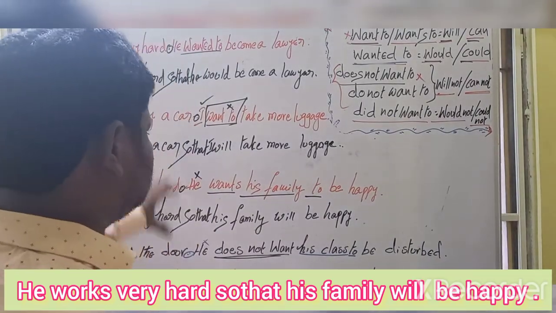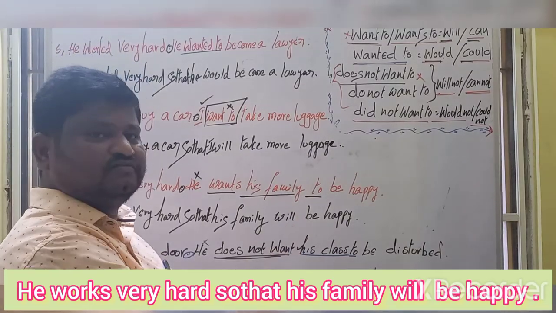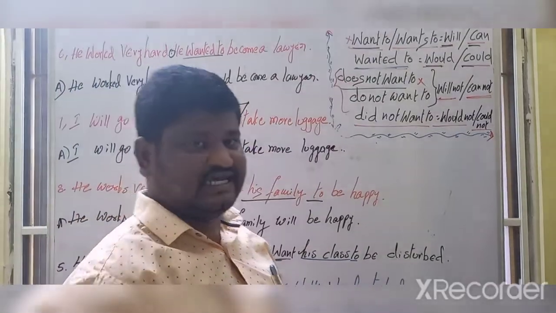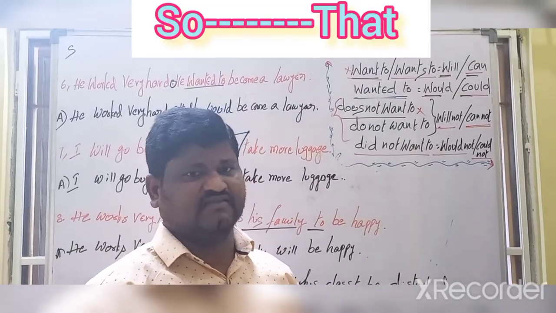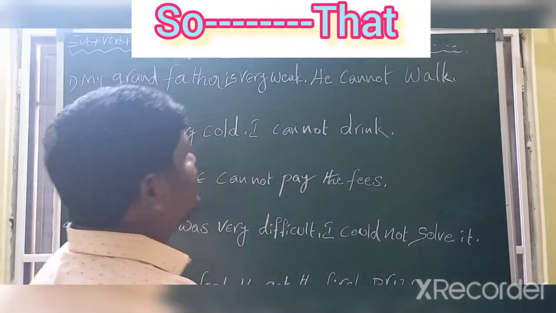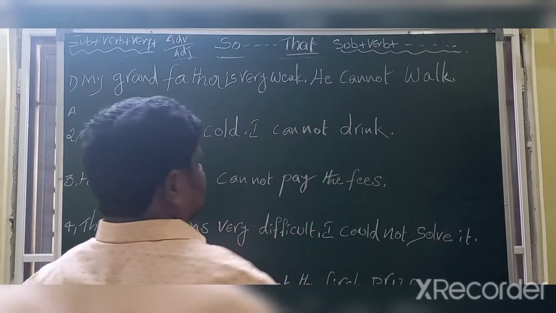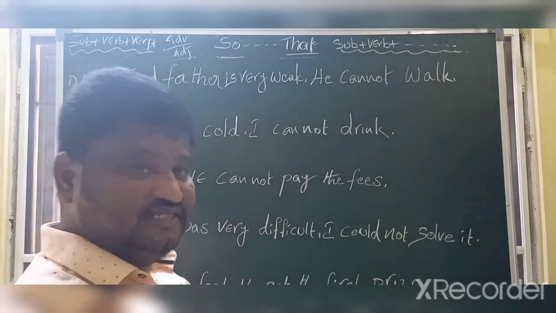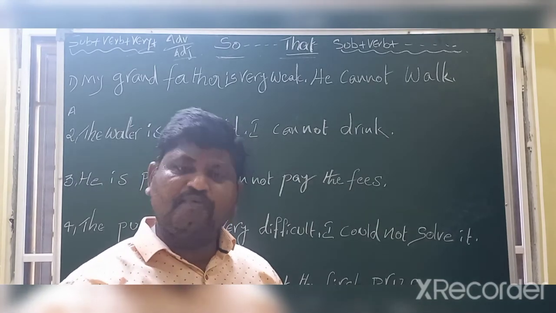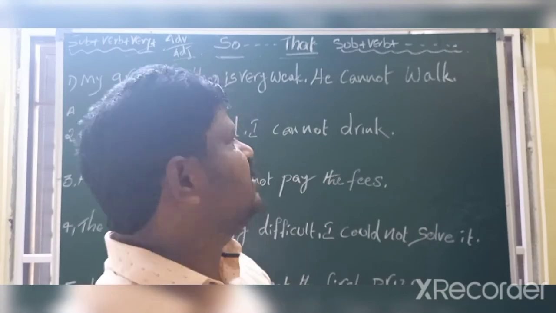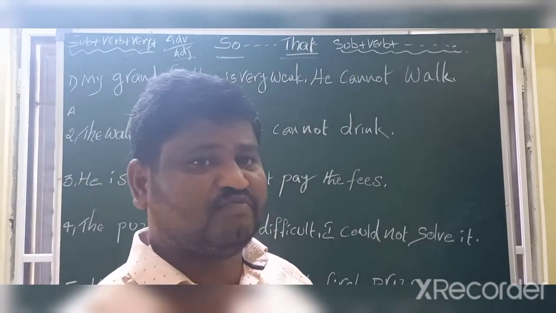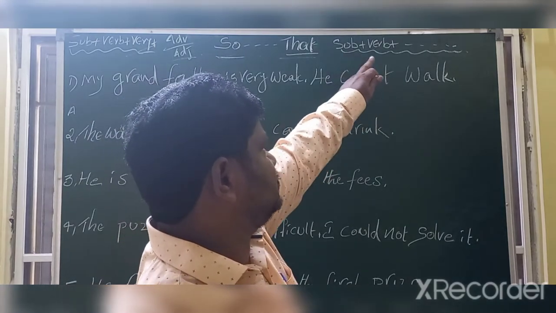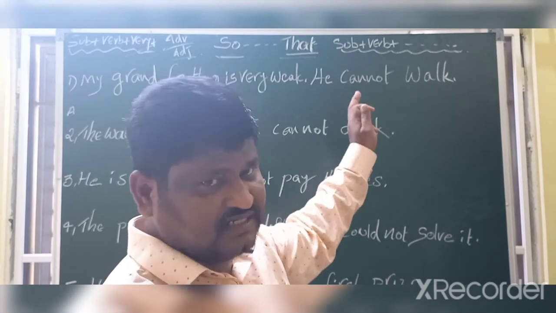So in this way, if you watch my so that topics video, you will definitely have a chance to get full marks, friend. The next topic is so dash dash that, which we will also explain clearly. Next topic, friend: so dash dash that. This is also a very, very important topic, friend. The so dash dash that structure is like this: subject plus verb plus very plus adverb or adjective. This is the first sentence structure, and the second sentence structure is subject plus verb plus the remaining words in the sentence. So this is the second sentence structure, friend.